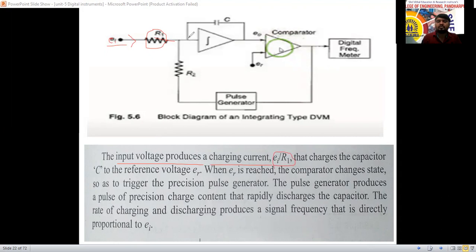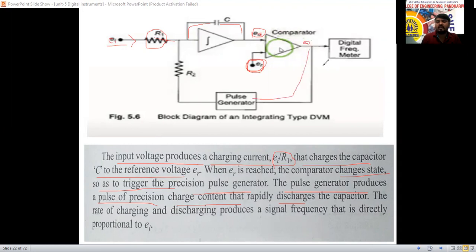So this current is going to charge the capacitor here. That charges the capacitor, see, to a reference voltage, that is called ER. We have taken here the reference voltage. When this ER is reached, the comparator, if it is equal to this output, on that condition the comparator is going to compare and change its state, so as to trigger the precision pulse generator. So the pulse generator produces a pulse of precision charge content that rapidly discharges the capacitor. Previously the comparator is on because E out, the output of the integrator, is less than ER, then it is on. If ER equal to E out, on that condition it is going to be off. So the pulse generator will produce the pulse.